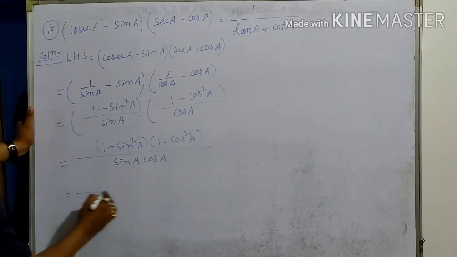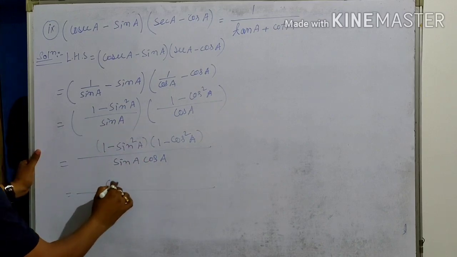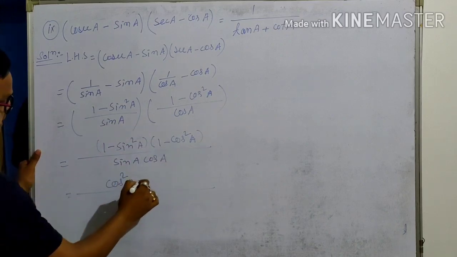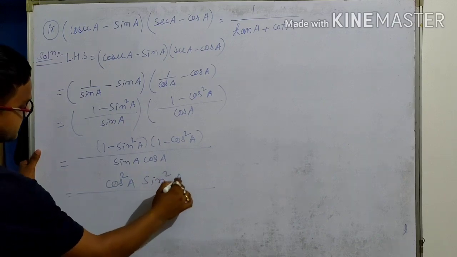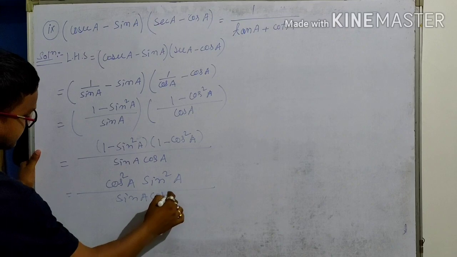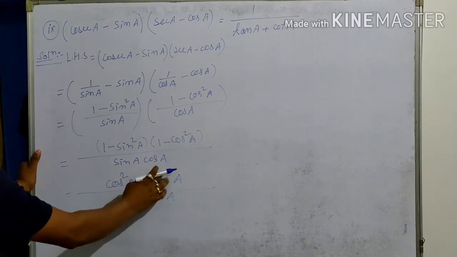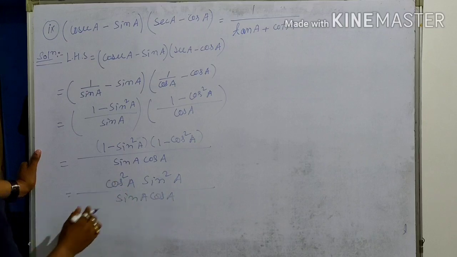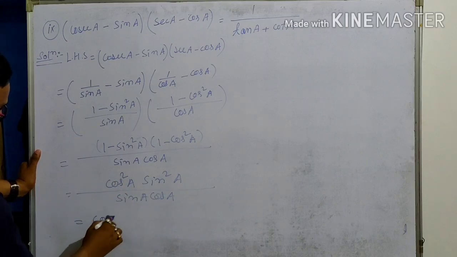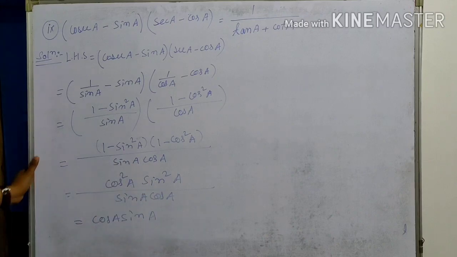Now you see, 1 minus sin squared A is equal to cos squared A, and this will be sin squared A. So finally, this is very interesting, okay. If you cancel sin squared A cos squared A, 1 will be left in the numerator. Finally you will get cos A and sin A in the denominator. So this is your left hand side.